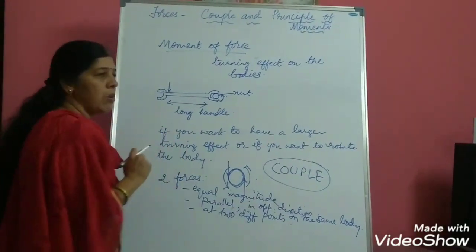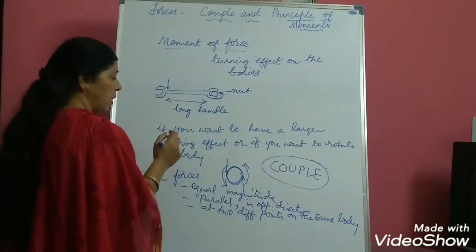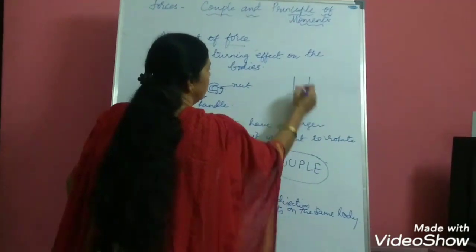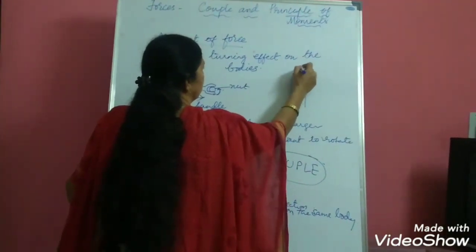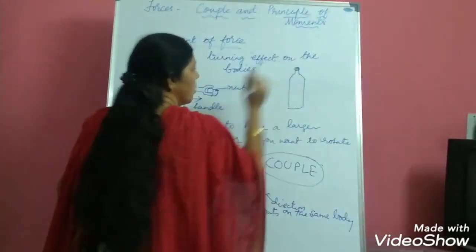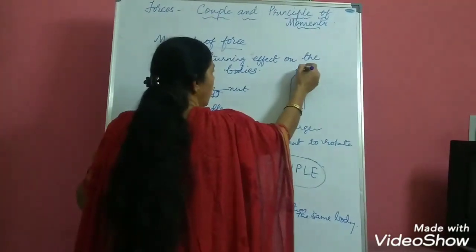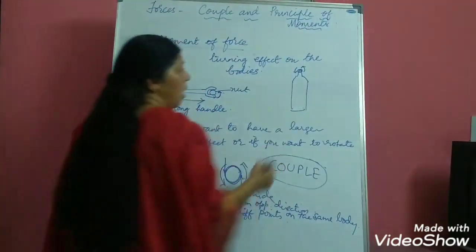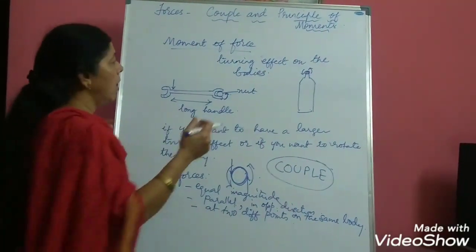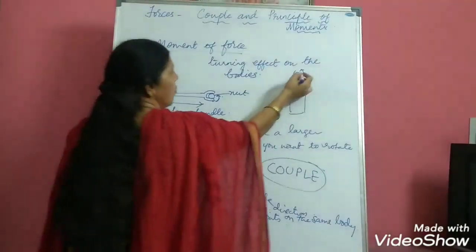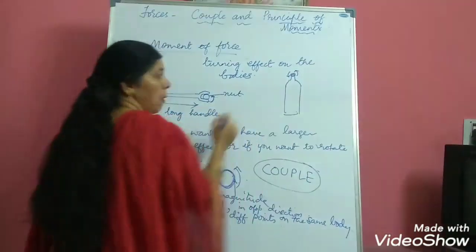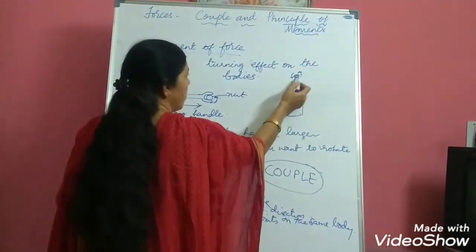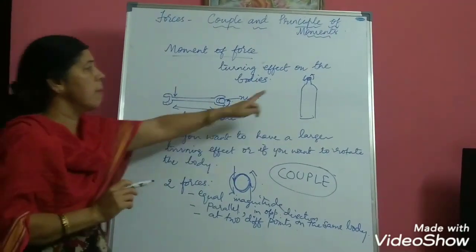In our daily life, we come across couple. Suppose you want to open or close the lid of a bottle. How many forces do you have to apply? You have to apply two forces. One force away from the lid of the bottle, and another force towards us. Then these two forces acting on the lid constitute a couple, and then the lid starts rotating. Either you can open the lid or close the lid by applying two forces. So this is an example of couple.